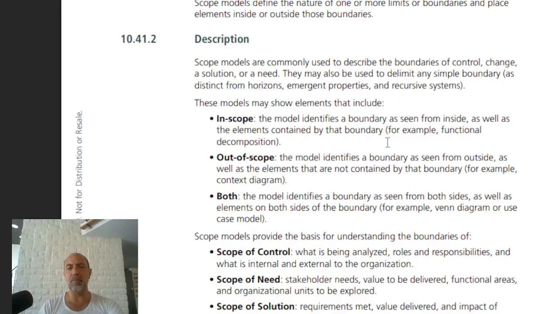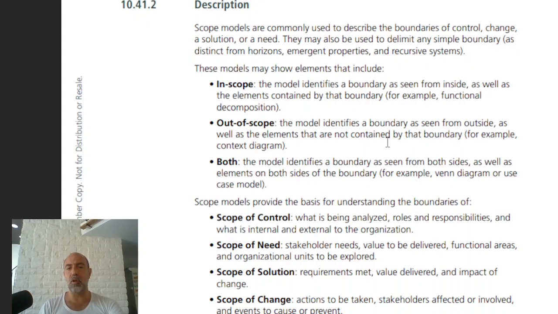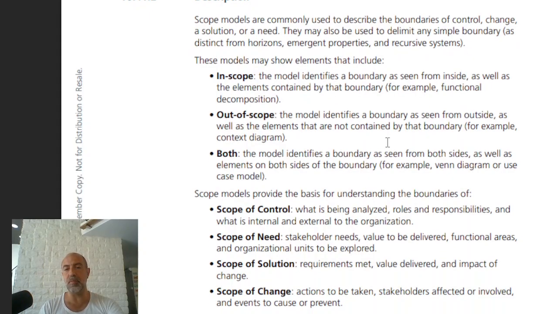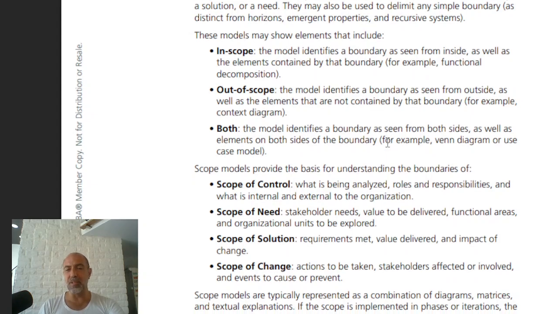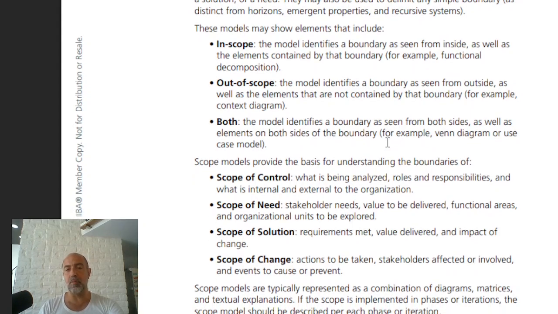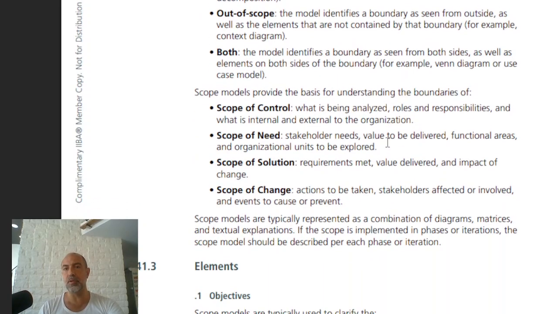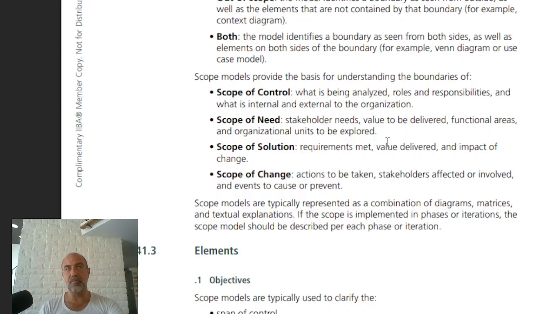These models may show elements that are in scope. The model identifies the boundary as seen from the inside. Out of scope, the model identifies the boundary as seen from the outside, as well as the elements not constrained by the boundary. And both: the model identifies the boundary as seen from both sides, as well as elements of both sides. Amazing. It's like, to be able to do something, you have to see inside the box, outside the box, and what the box looks like.